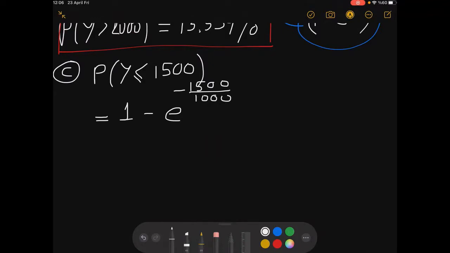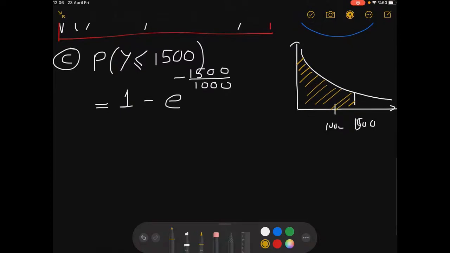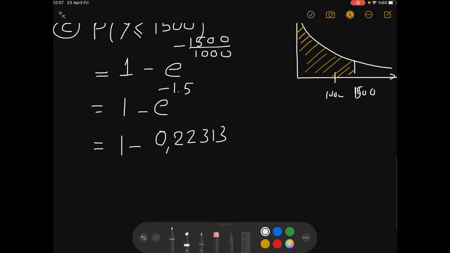So now what I'm trying to calculate is something like this. Here you have your 1000, here you have your 1500, and you're trying to calculate the area directly under this curve. It would be something large, maybe more than 50%, so you can make an estimation here. That would be 1 minus e to the power minus 1.5, and of course you will have a calculator, and you can calculate it like this, and the result will be 0.778.